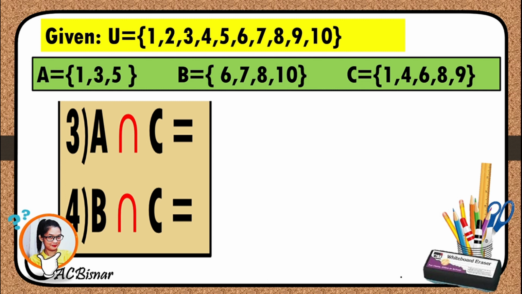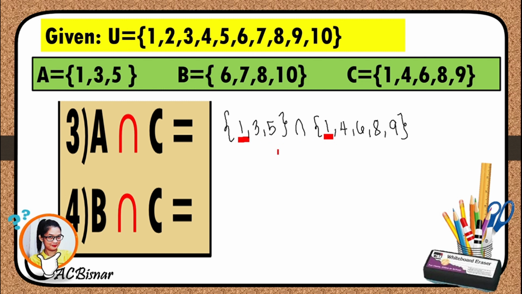Next, intersection of sets. To find the intersection of sets, you're going to find what is common, or if there is similar elements between the two sets that are given. For example, in number 3, we need to find the intersection between A and C. The elements in A are 1, 3, and 5. The elements in C are 1, 4, 6, 8, and 9. To get the intersection, you need to find what are the similar elements. So let us take a look. So we have 1 as the common element.